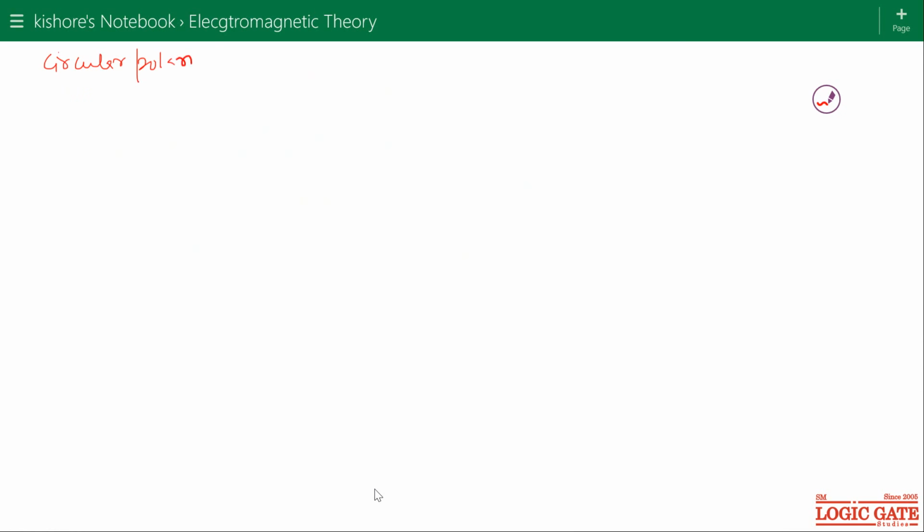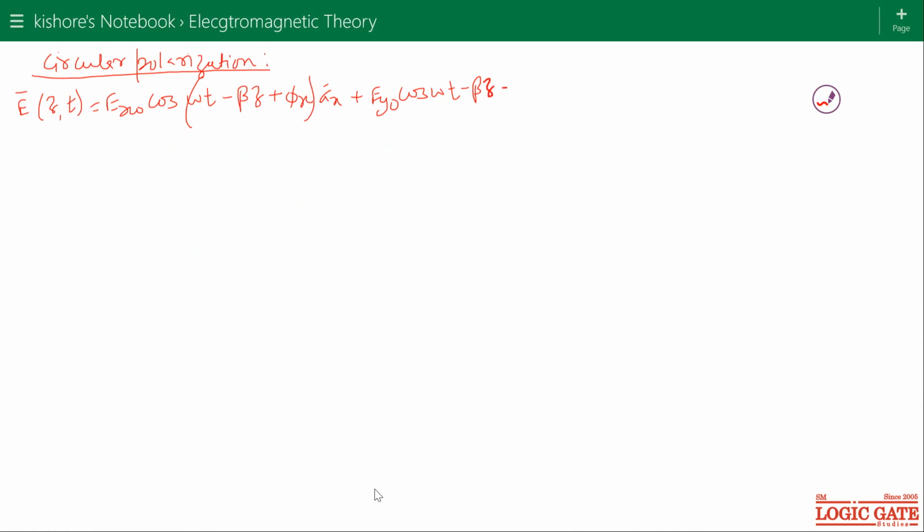Circular polarization. First I am writing the general expression for electric field, that is Ex0 cos(omega t minus beta z plus phi x) plus the y component Ey0 cos(omega t minus beta z plus phi y) ay.